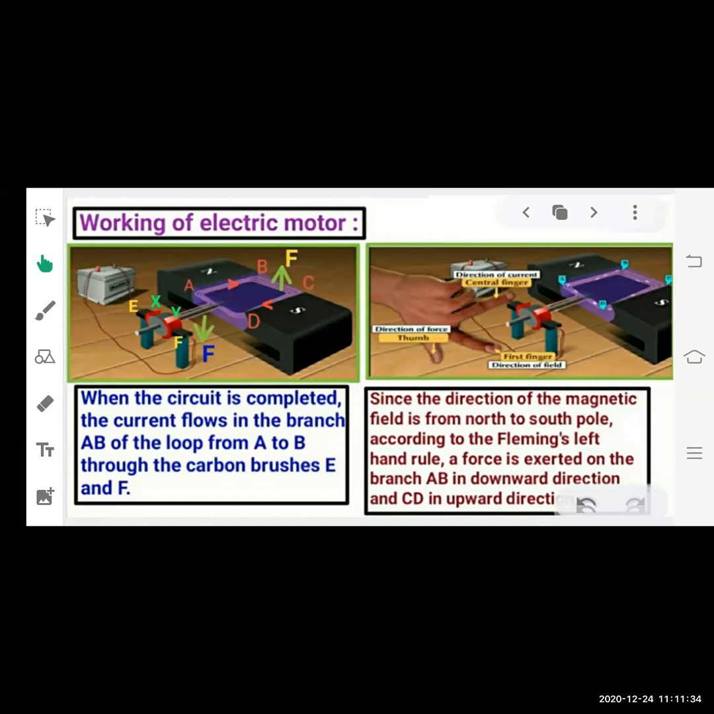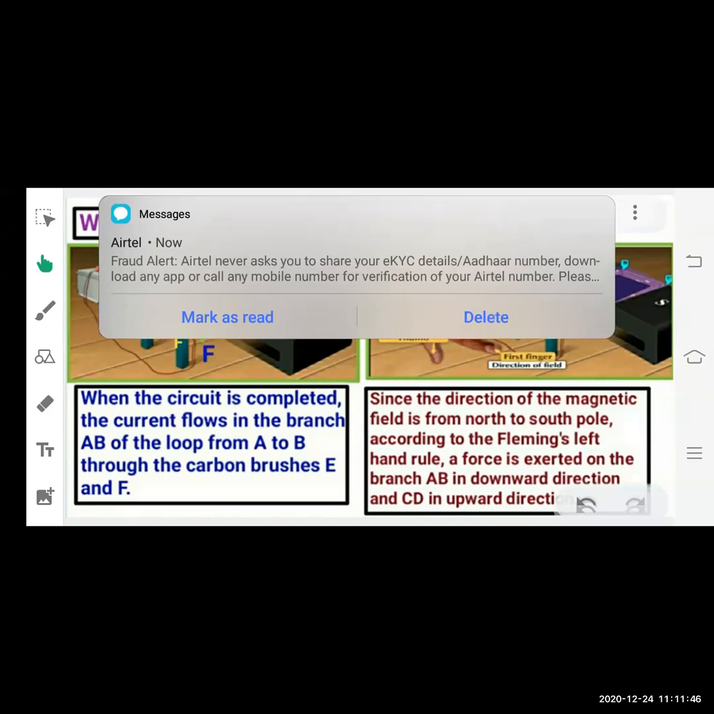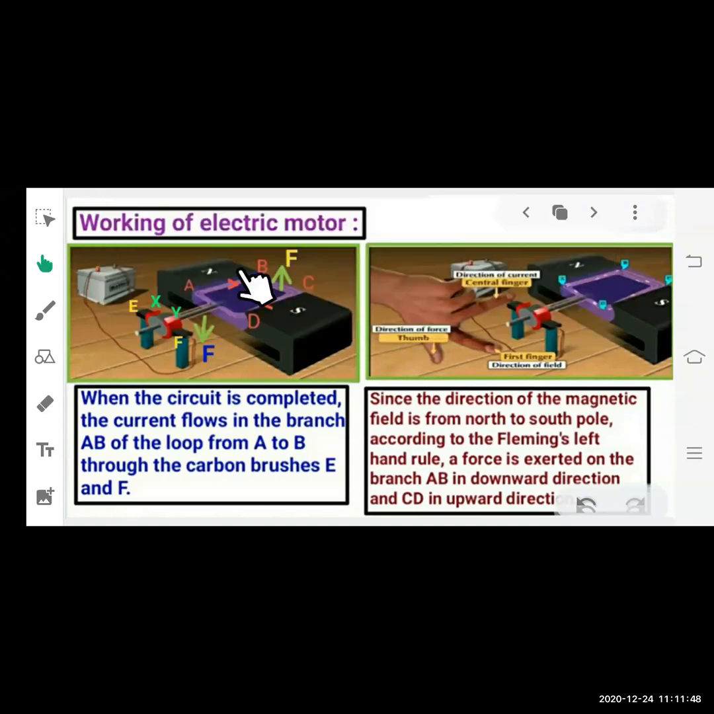What happens here is, when we switch on, the current starts flowing from A to B and C to D. You can see the direction of the flowing current, A to B and C to D. And from C to D it comes to Y, then to the brush F, and then it completes the circuit and reaches the battery.